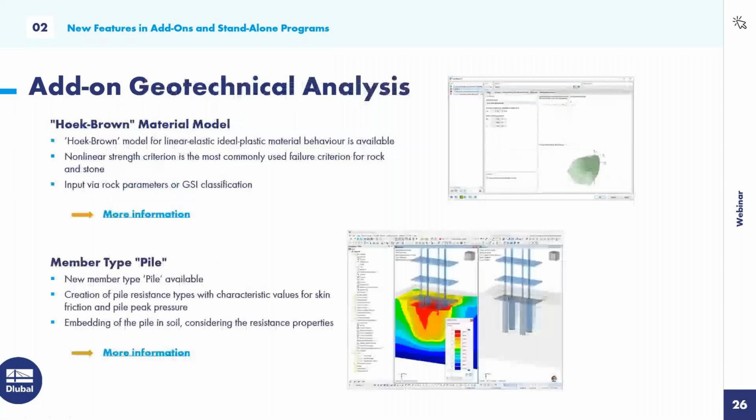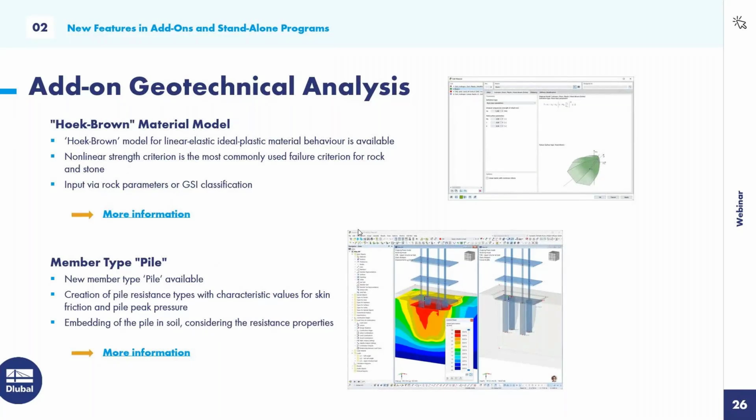The next features I'll introduce to you relate to the geotechnical analysis add-on. Let's start with the Hoek-Brown material model, which enables the realistic modeling of material behavior through a linear elastic ideal plastic model with a non-linear strength criteria developed specifically for rocks.